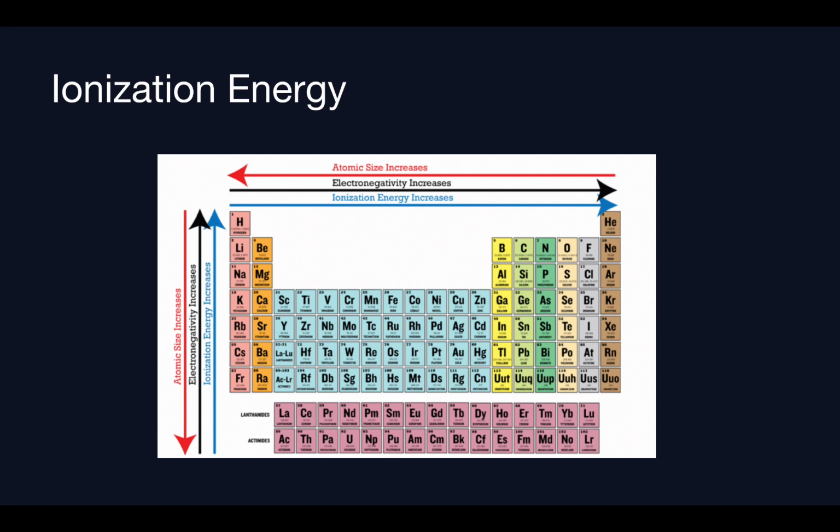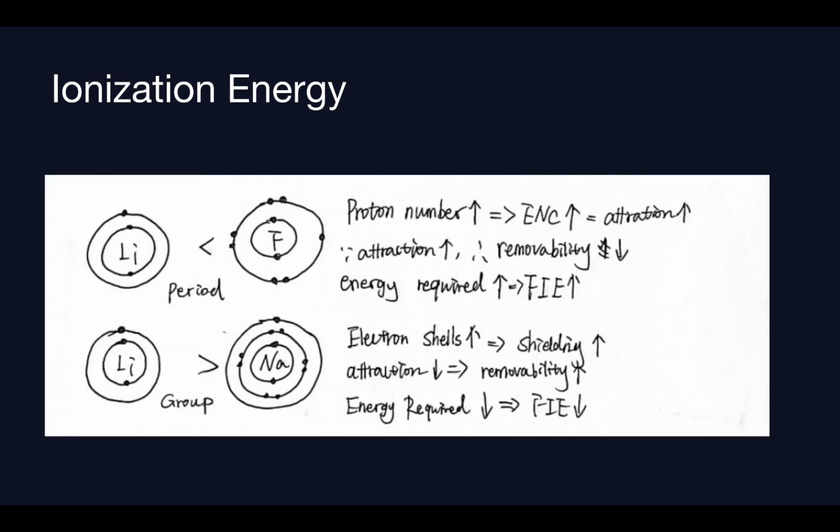So still separated into period and group. For period, the example is still lithium and fluorine. And the reason for explaining this is still by applying the effective nuclear charge. By looking through the graph, we can see that fluorine obviously has the higher ionization energy.